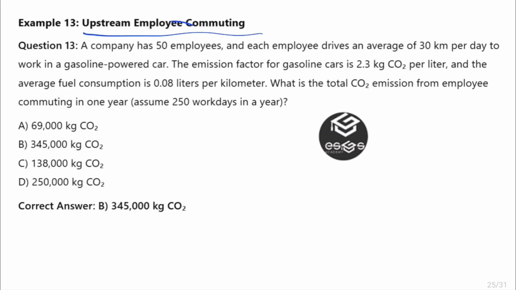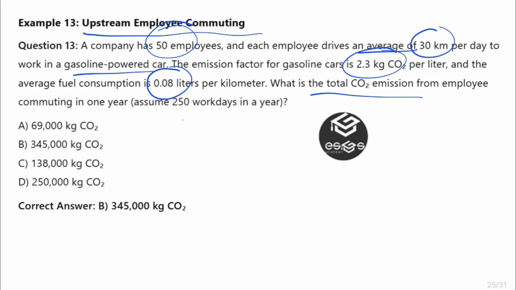Upstream employee commuting. A company has 50 employees. Each employee drives an average of 30 kilometers per day with a gasoline powered car, and the emission factor is this. Average fuel consumption is 0.08. What is the total CO2 emission for employee commuting in 1 year, assuming 250 work days in a year? So let us find out in the solution whether the answer is correct or not.